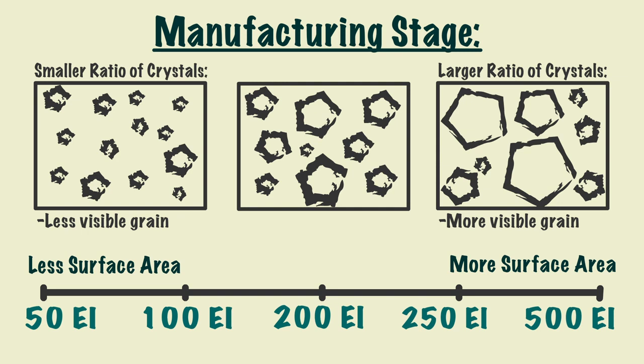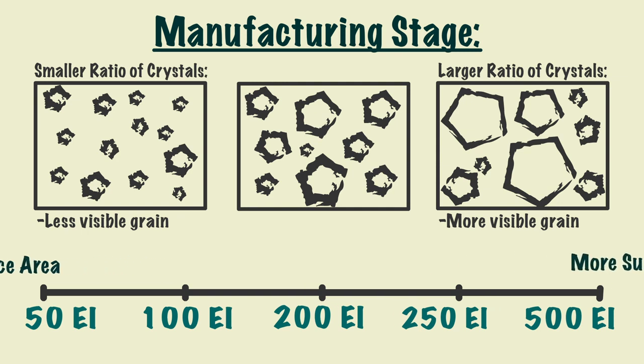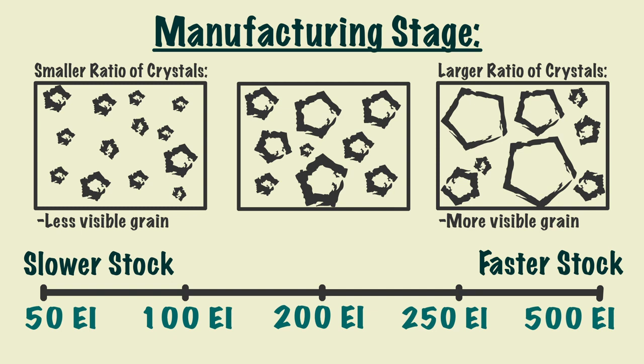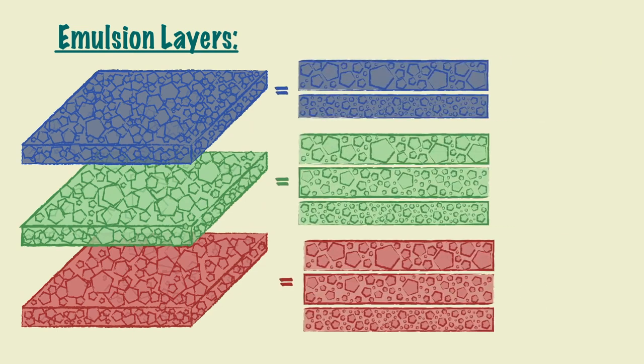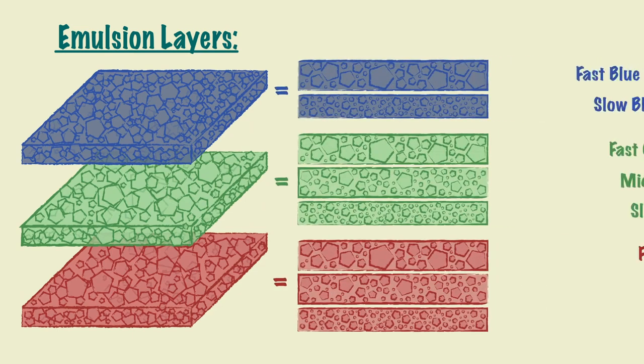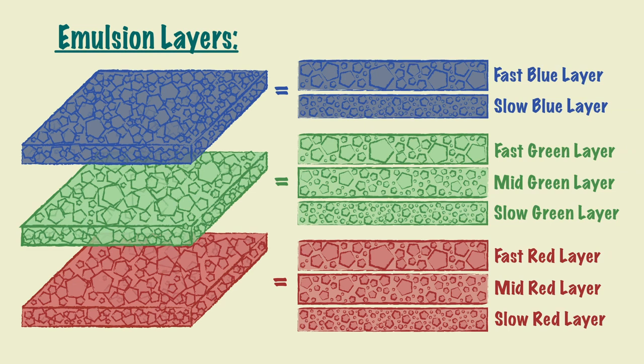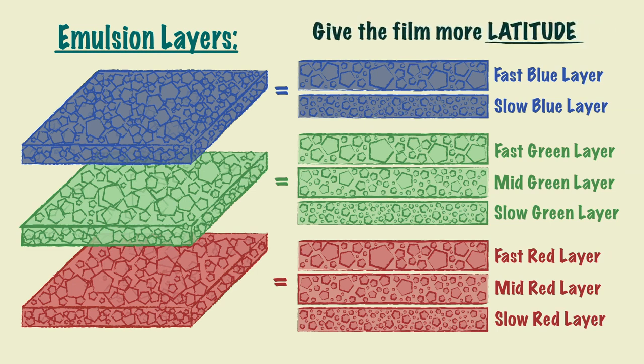The exposure index of film can also be referred to as the film's speed. The faster the stock, the higher the exposure index, and the slower the stock, the lower the exposure index. Emulsion layers are made of 2 or 3 layers themselves, each with different film speeds to capture all levels of light and give the film more latitude.